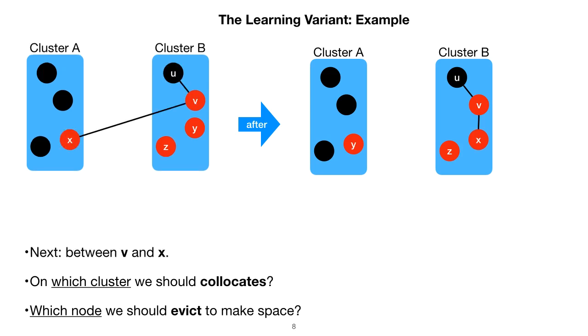The next request comes between nodes X and V. Let's say the algorithm collocates them on cluster B, and again it has to evict some node from B in order to make space for node X. Assume the algorithm evicts node Y to cluster A without loss of generality.